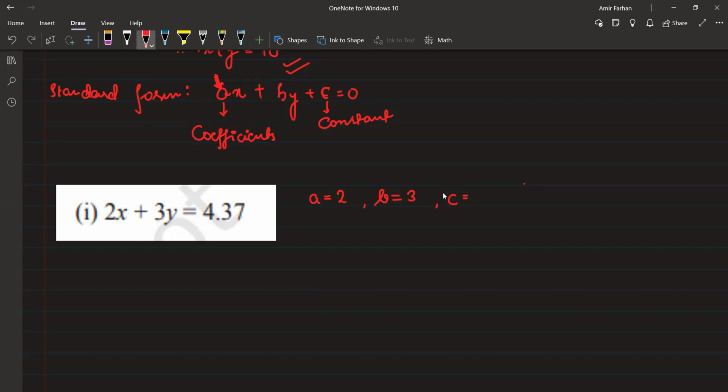No. So, dear, if you have to find the value of C, you can do one thing here. You can write this equation as 2x plus 3y minus 4.37. Yes or no? Yes. Which means if you do this, this is your ax, this is your by, and this is your c. Now, Simrat, compare this with the standard form. Now tell me, what is the value of C here after comparing?